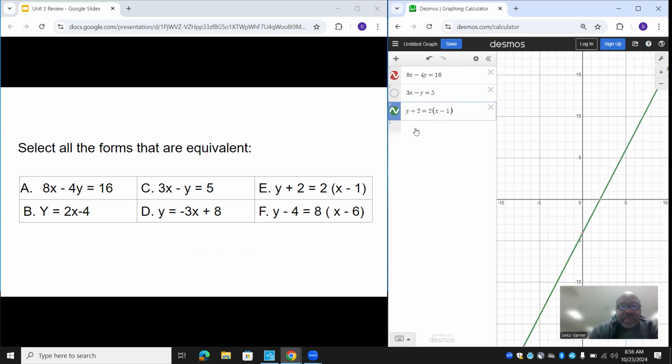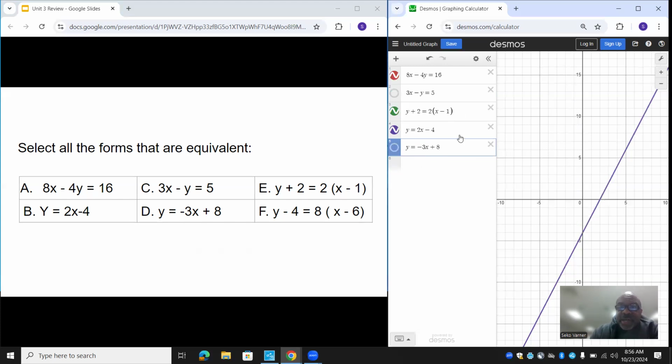Let me type in B, which is this one right here. Y equals 2x minus 4. Oh, that one is also equivalent because it's right on top. It's overlapping. So I want to keep that one. And let's look at D. D is y equals negative 3x plus 8. And it's not overlapping, so it's not equivalent. So I'm just going to mute that one.